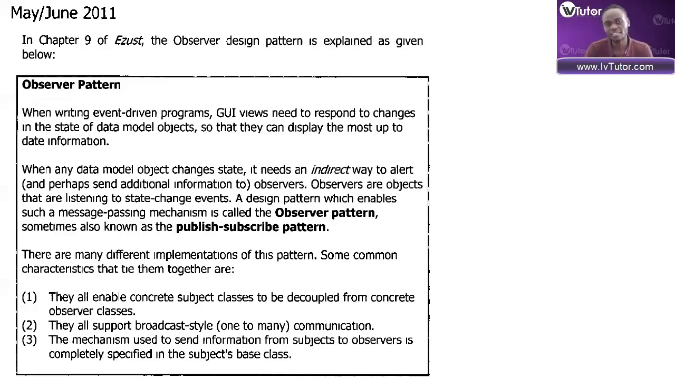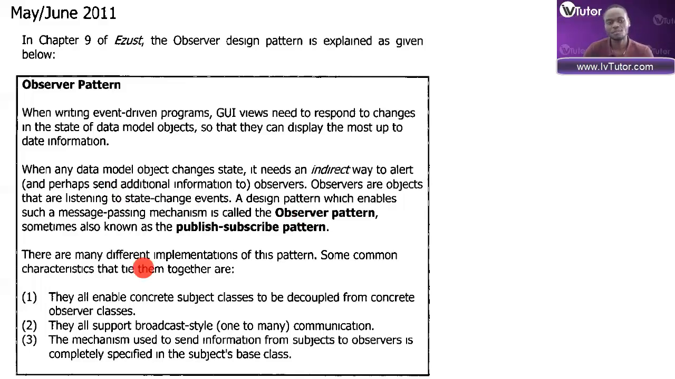So this one says, when writing event-driven programs, GUI views need to respond to changes in the state of data model objects so that they can display the most up-to-date information. When any data model object changes state, it needs an indirect way to alert and perhaps send additional information to observers. Observers are objects that are listening to state change events. A design pattern which enables such a message passing mechanism is called the observer design pattern, sometimes also known as the publisher subscriber pattern or publish subscribe pattern.